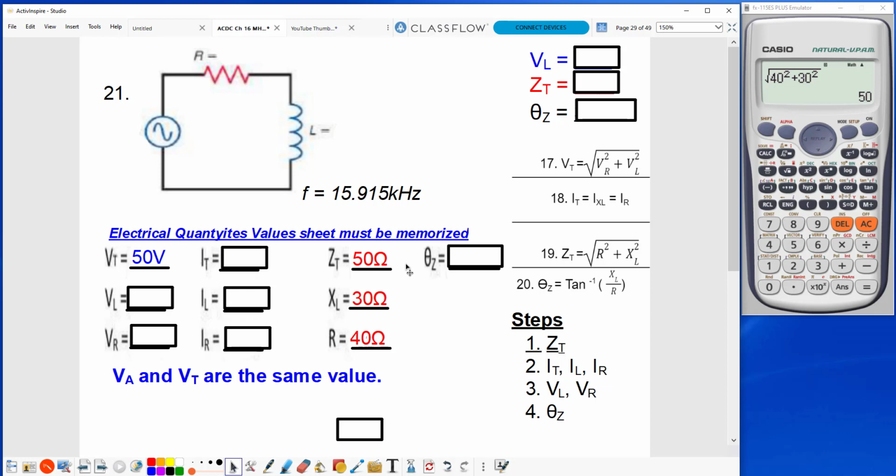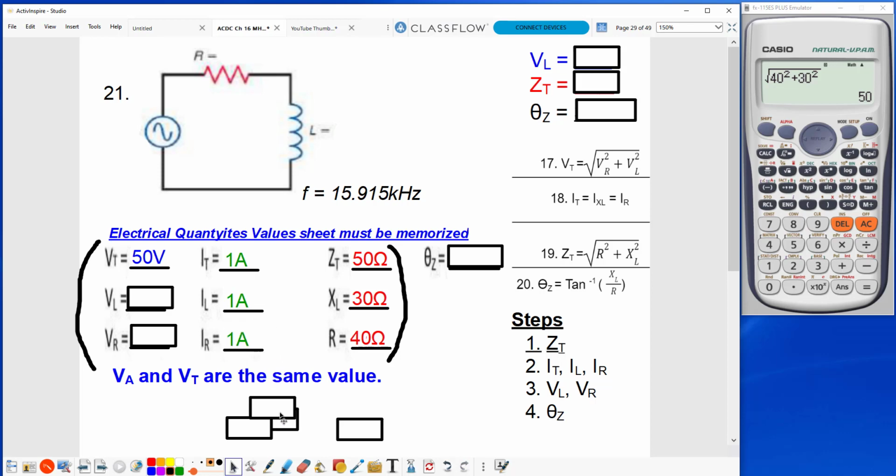All right, so now that I've got ZT, I can find IT. I can use Ohm's law. So I've got 50 volts, I've got 50 ohms. If I put 50 over 50, that's going to give me 1 amp of current. Current stays the same in a series circuit, so I can fill in all of my current values.